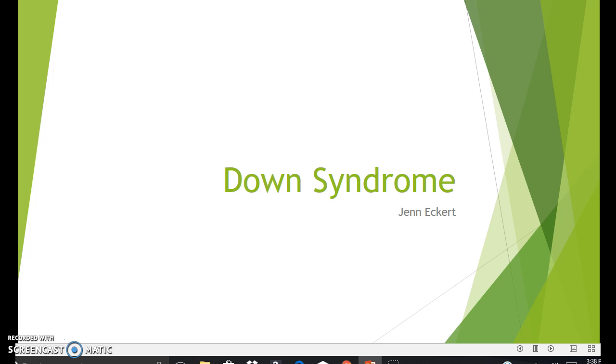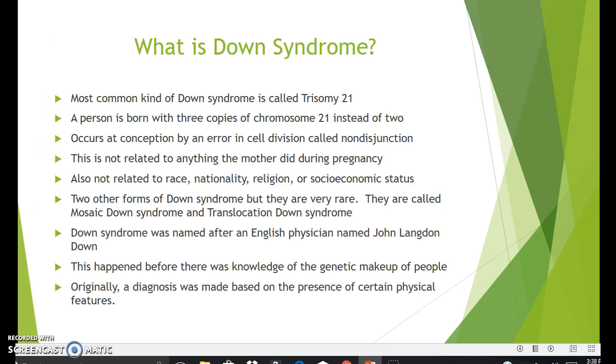So you might be asking yourself, what is Down syndrome? The most common kind of Down syndrome is called trisomy 21. This is where a person is born with 3 copies of chromosome 21 instead of 2. This occurs at conception by an error in cell division called non-disjunction. Keep in mind, this is not related to anything the mother did during pregnancy. It's also not related to race, nationality, religion, or socioeconomic status.